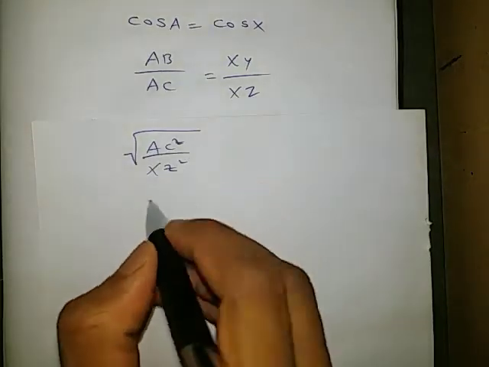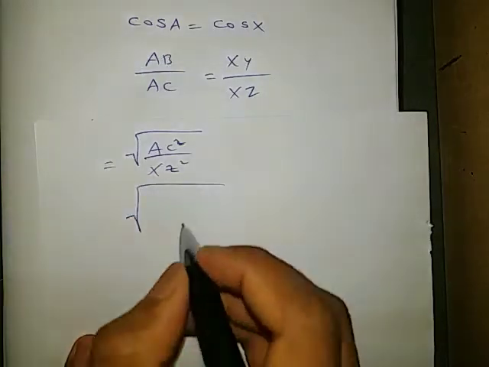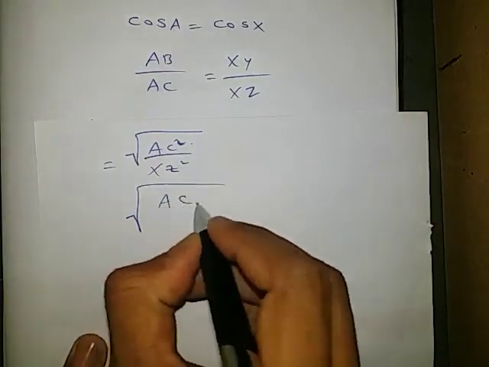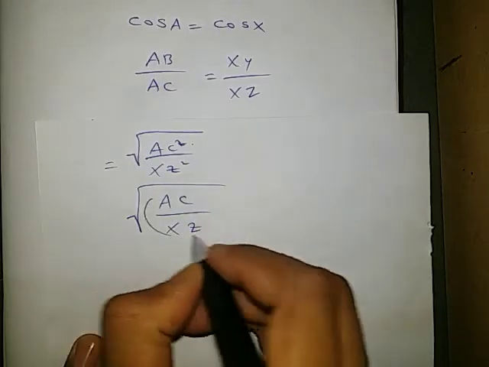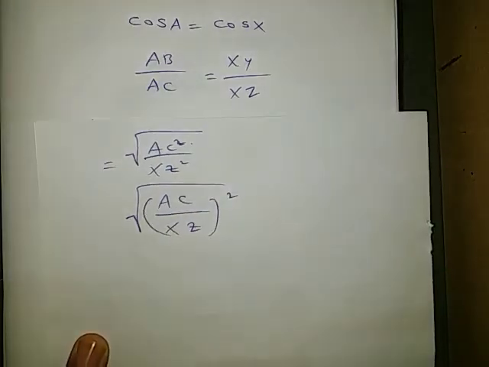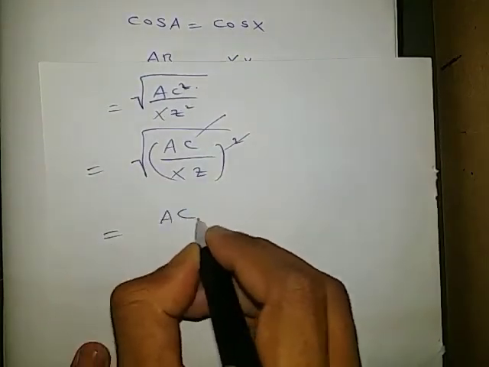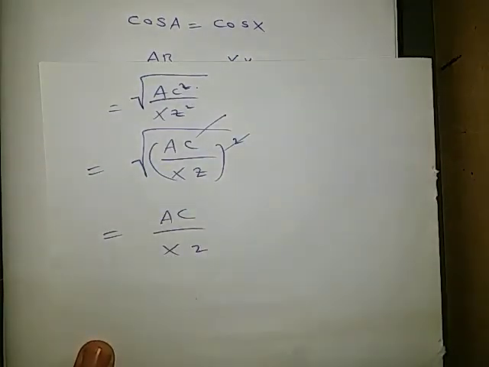Under root, the numerator has a square and the denominator has a square, so let us take that common: AC by XZ whole square. The square and square root both get cancelled, so we remain with AC by XZ.